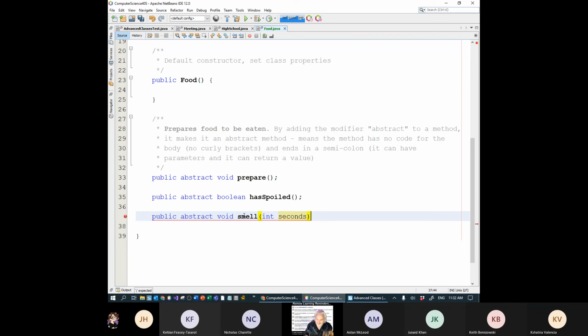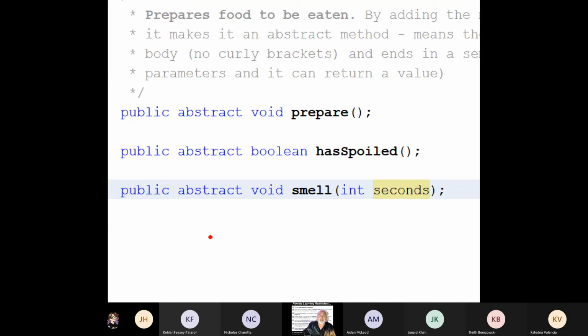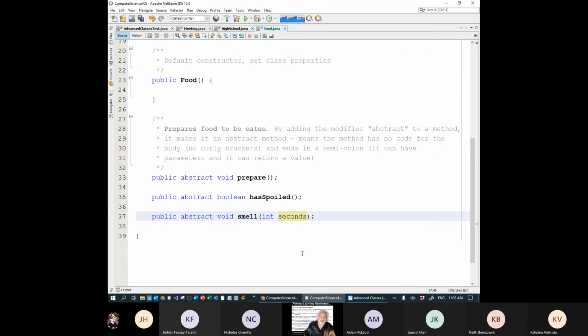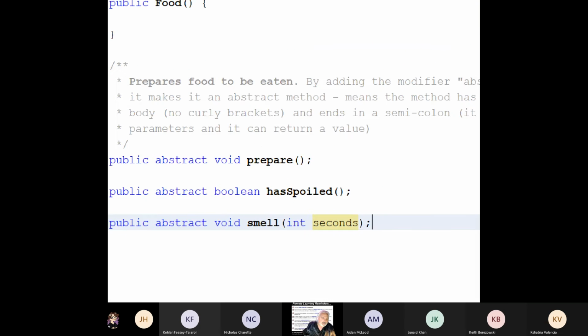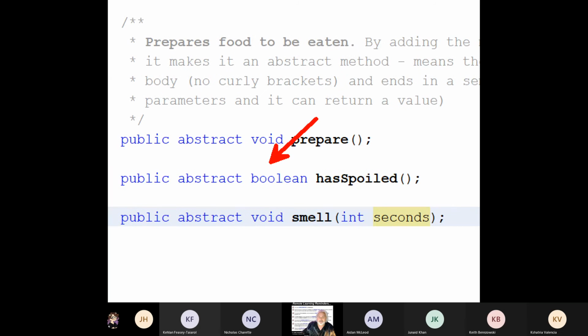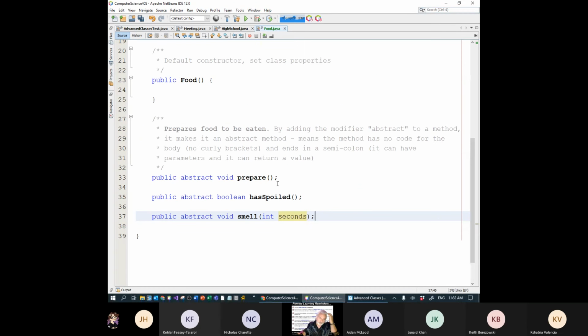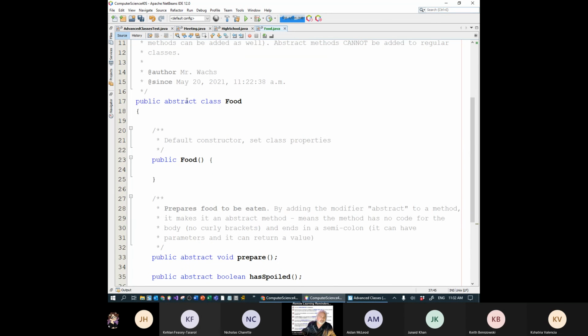So some food you'd want to smell for a long time. So that's going to be an abstract method that requires us to give it how many seconds to smell that food, okay? So you can see that abstract methods can return stuff and they can take parameters or both, or they can be void methods with no parameters. The point is, we are going to explore what these things called abstract methods are and how they relate to abstract classes. That's where we're going forward with this, right? That's what we're going to be doing, okay?